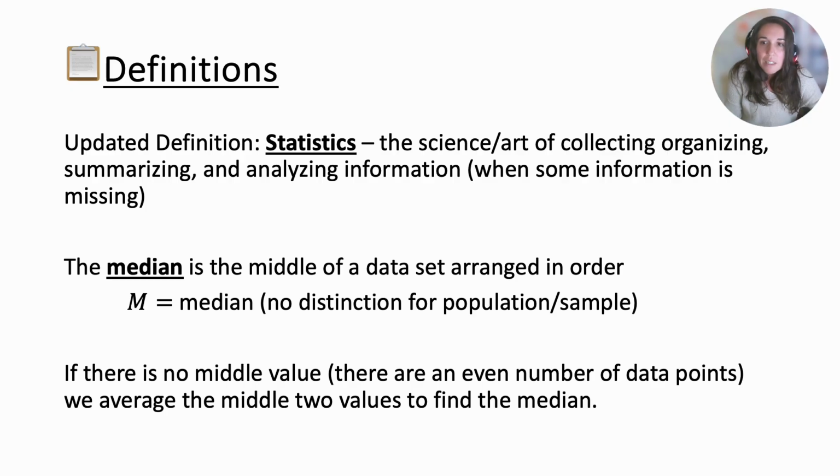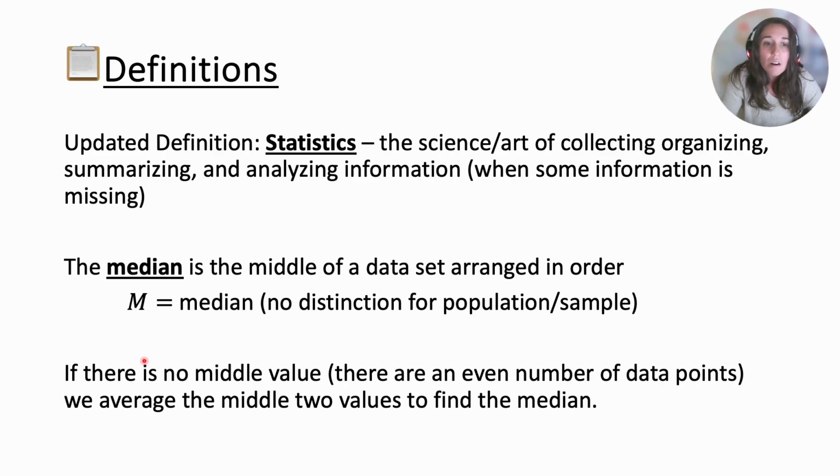So the working definition of statistics: it's the science and art of collecting, organizing, summarizing, and analyzing information when some information is missing. Often when we can't get everything, we use statistics to help us out. So the median is the middle of a data set arranged in order, okay? We use this capital M for median. There's no distinction for population or sample. No matter what, when we look for the median, we just use this capital M.